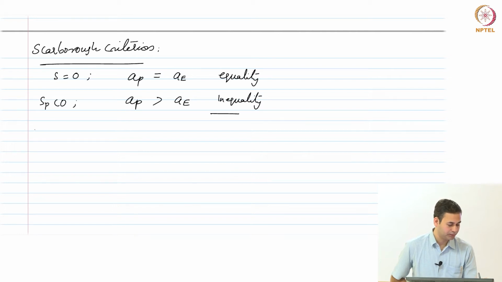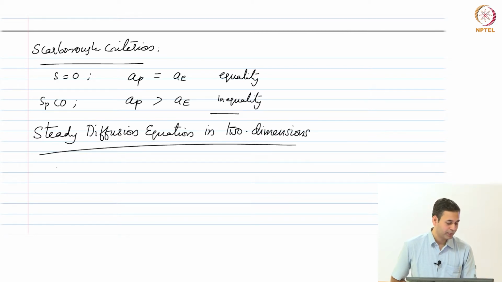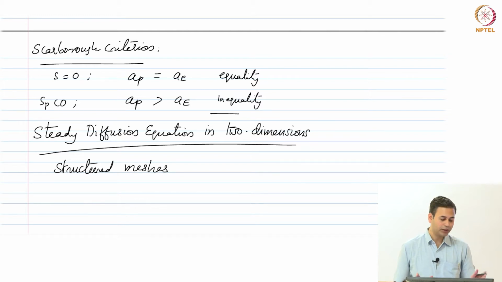So, this is steady diffusion equation in 2 dimensions, and we are still looking at structured meshes. Okay. We have not discussed, but we are actually looking at structured Cartesian meshes. Okay. So, essentially structured Cartesian meshes is what we are looking at implicitly, right.